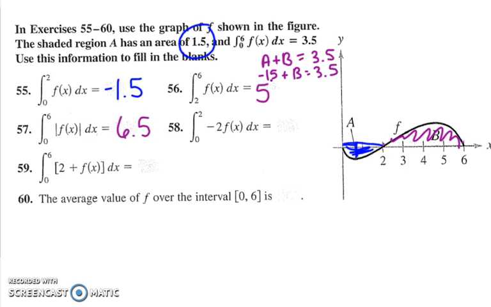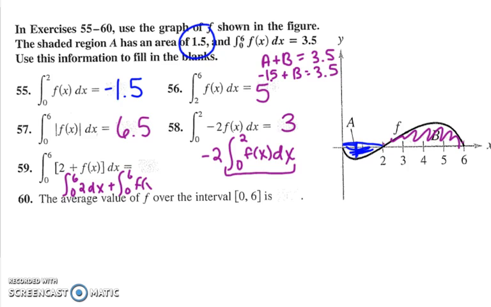From 0 to 2, with negative 2 times f of x, we can take out that constant multiplier. This we already answered is negative 1.5 times negative 2. Plus, we can split this up into 2 separate integrals from 0 to 6. 2 plus the integral from 0 to 6 of f, we're going to end up with 15.5. And then we had from 0 to 6 was 3.5. The integral from 0 to 6 of 2 is going to be 12. 12 plus 5 is 2.